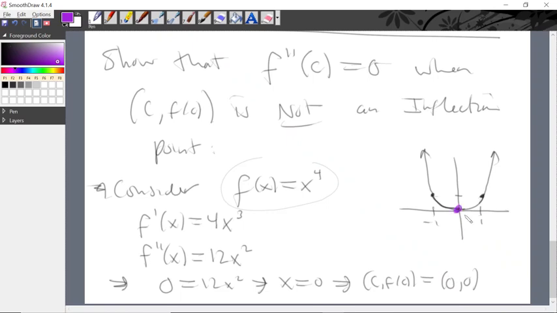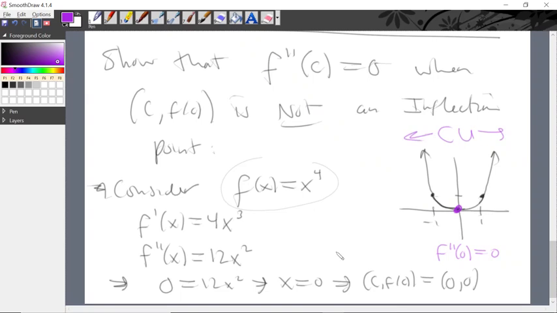Just looking at the curve, even though the second derivative is equal to 0 there, we have f double prime of 0 equal to 0, this is not an inflection point. Can we tell what the concavity is? What's the concavity to the left? What's the concavity to the right? If you take a look at the shape of this curve, this curve is concave up throughout its entire domain.